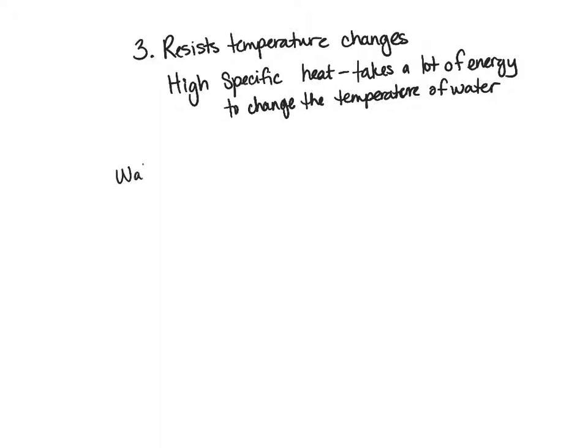So we could look at the different specific heats of some different things. Water is given a specific heat of 1.0, which is a high specific heat. It's based on water. But if we look at other things like iron, iron has a specific heat of 0.11. Or something like gold has a specific heat of 0.03. It's very, very low, and what that means is that it maintains a stable temperature despite lots of heat being added.